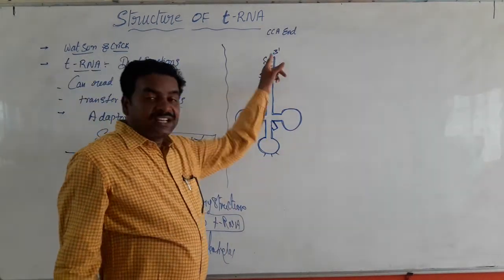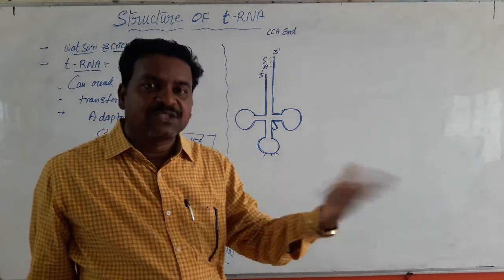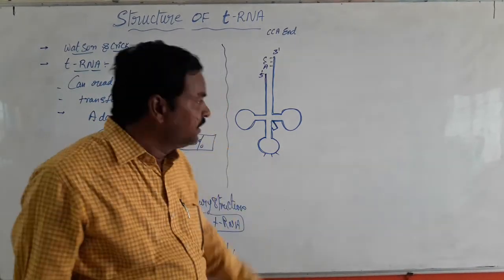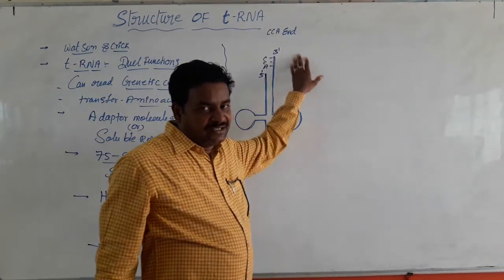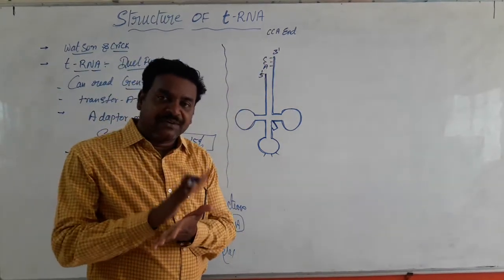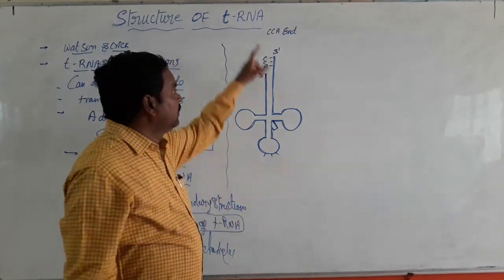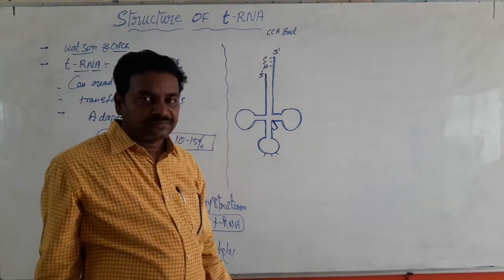This CCA end is responsible for the attachment of amino acid during transportation. So this is also called the amino acid binding site. The CCA end is responsible for the attachment of amino acid, so amino acid binding site or CCA end.